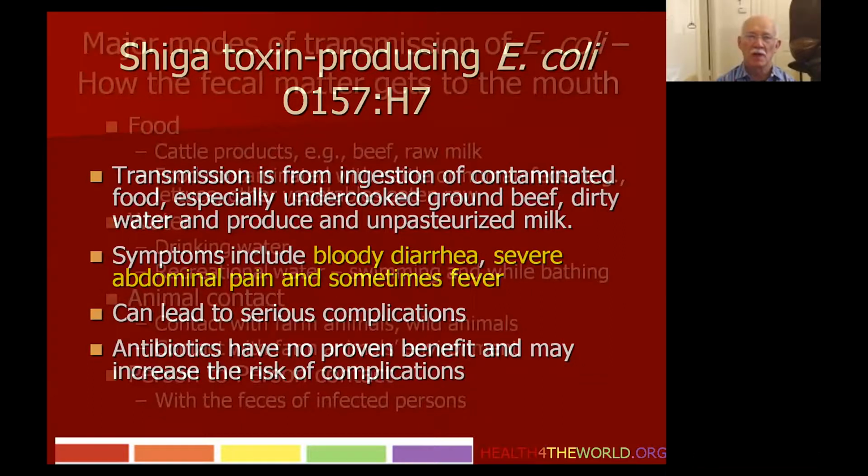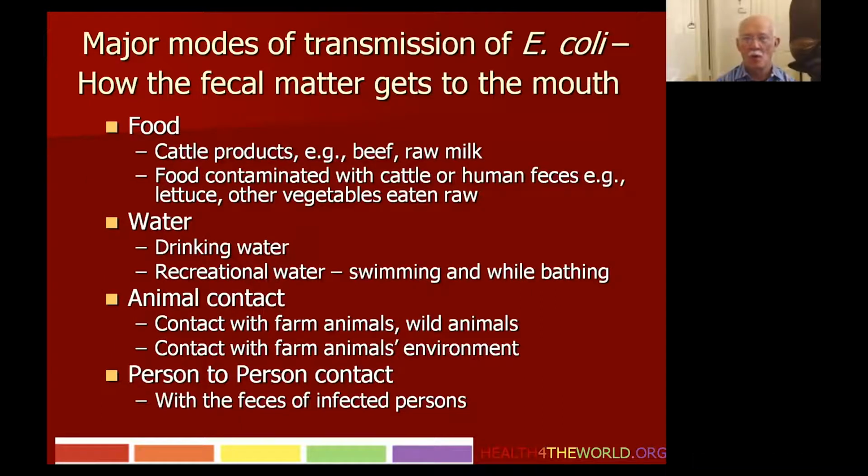The major modes of transmission of E. coli, or how the fecal material gets to the mouth, often in food that is contaminated, food coming from cattle, which means the meat, the raw milk, or food contaminated with cattle or animal feces, such as lettuce and other vegetables that are eaten raw, and water, both drinking water and recreational water, because when people are swimming or bathing in fresh water, they may swallow some of the water that they're swimming in or bathing with.